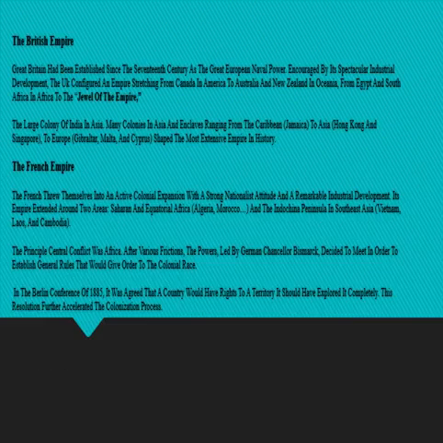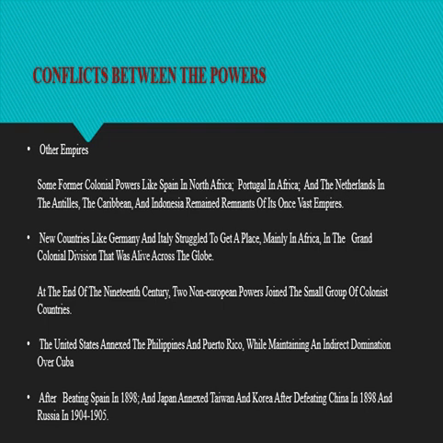Other empires. Some former colonial powers like Spain in North Africa, Portugal in Africa, and the Netherlands in the Antilles, the Caribbean and Indonesia retained remnants of their own vast empires. New countries like Germany and Italy struggled to get a place, mainly in Africa, in the grand colonial division that was active across the globe.